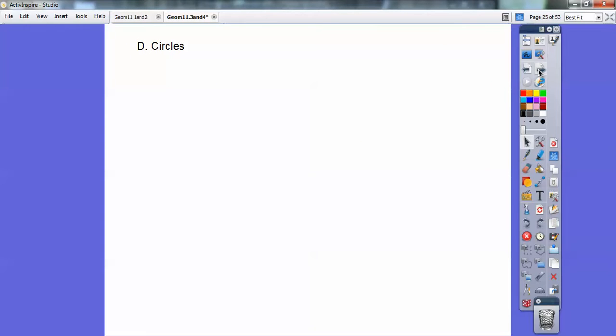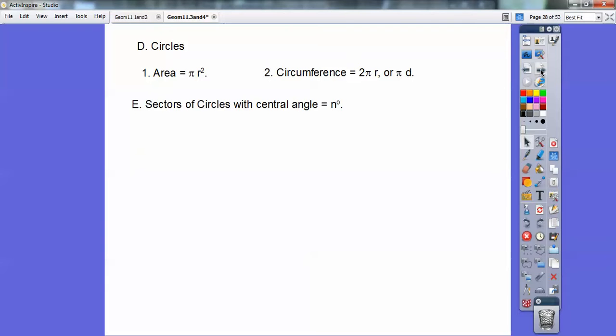Let's change directions a little bit. Circles. The area of a circle is pi r squared. The circumference of a circle has two forms. If they give you the radius, it's 2 pi r. If they give you the diameter, it's just pi times d. Sectors of circles that have a central angle: for the area, you just use the circle area.